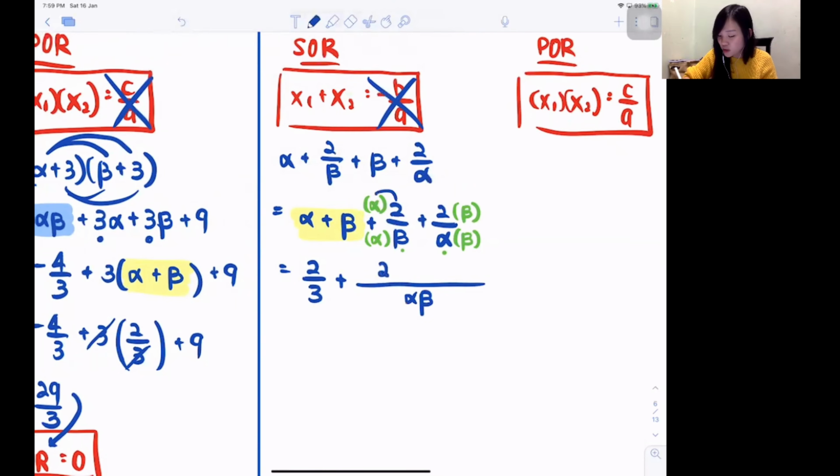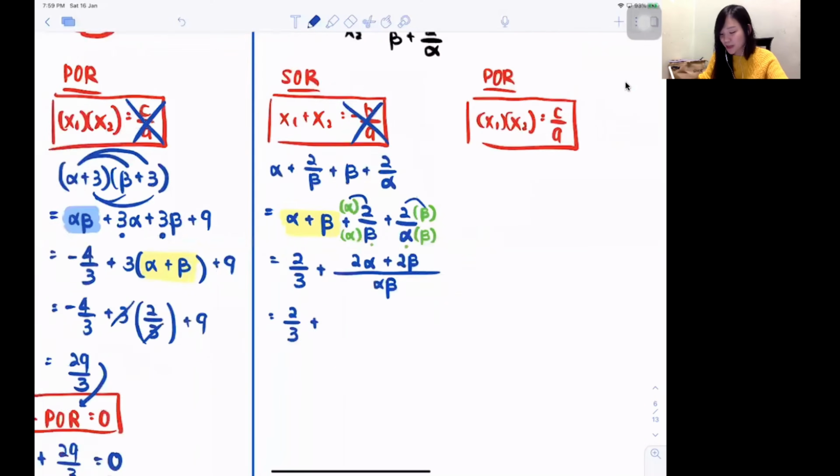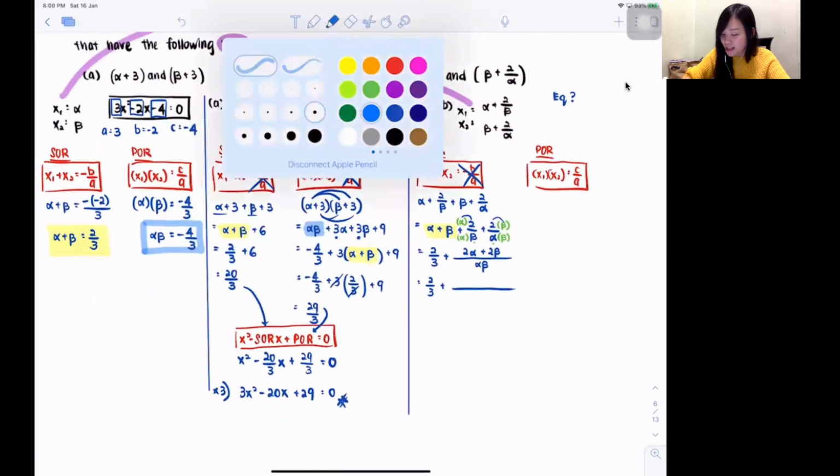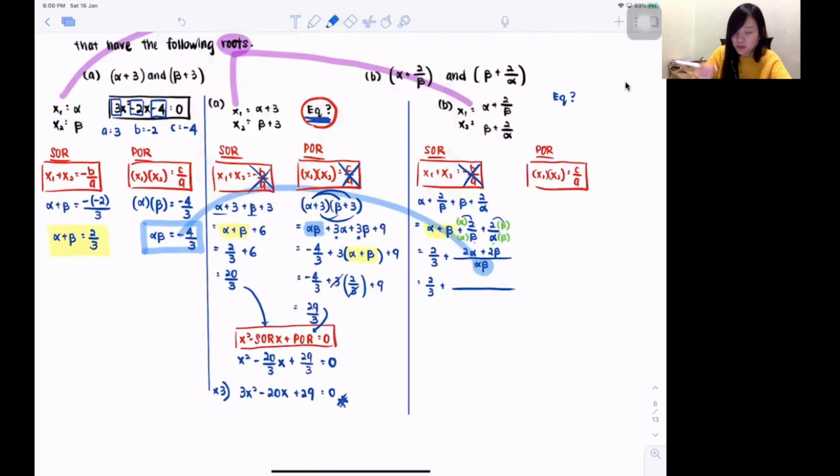2 times alpha, 2 alpha. 2 times beta, 2 beta. Saw it? Isn't it just like that? So now 2 over 3, still 2 over 3, plus, make it smaller, over alpha beta. Alpha beta is what? The one in blue. This one. Saw it? This one you can straight away substitute negative 4 over 3. Problems again appear on top. On top is 2 alpha plus 2 beta. I don't have 2 alpha plus 2 beta.